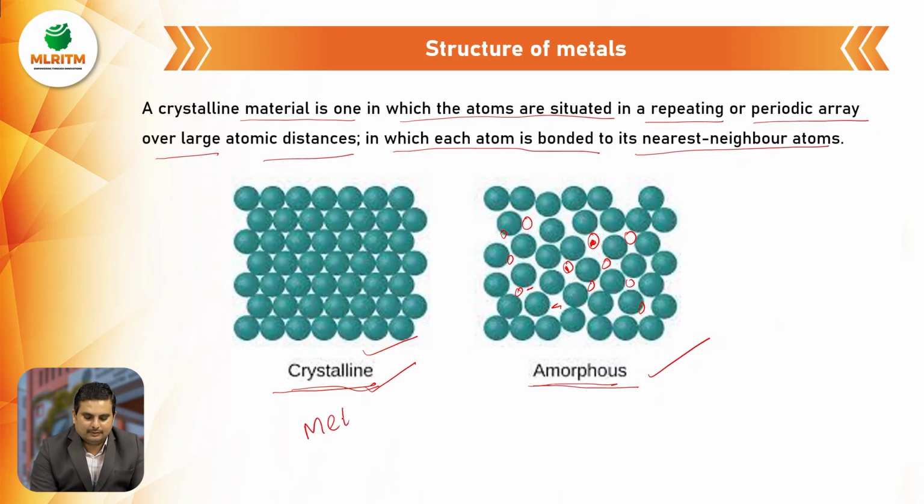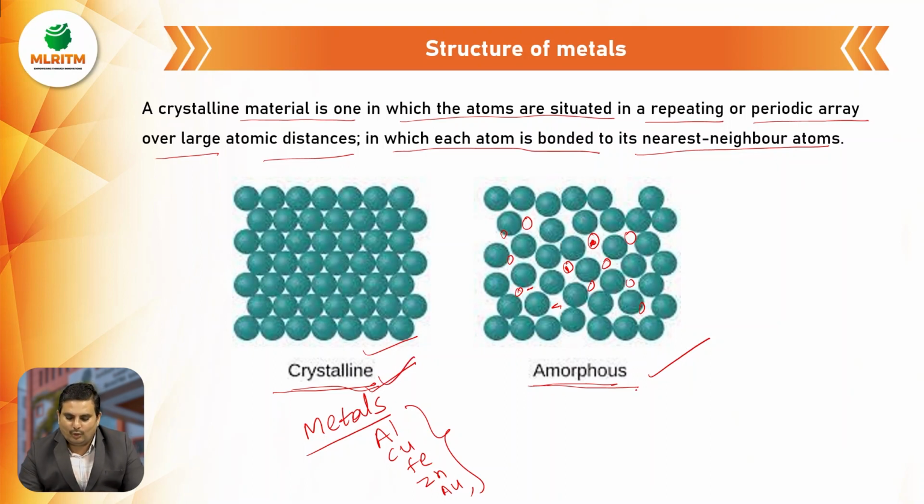Crystalline materials are the metals. Almost all the metals like aluminum, copper, iron, zinc, gold, these materials are crystalline in nature. What about the amorphous ones? Ceramic materials are amorphous in nature.